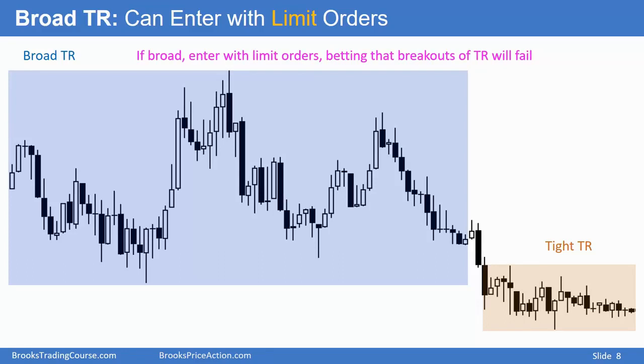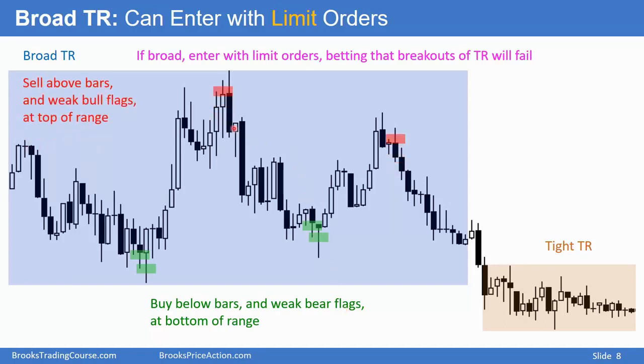Also, when it's broad, traders can enter with limit orders, betting that breakouts will fail. They'll buy below bad-looking sell signals at the bottom of the range. They'll buy below prior lows, so they'll buy at that low. Not a good-looking bear flag, a bull body. They'll buy at the low of that bull bar, get filled here, and they'll also buy at this low, betting the breakout will fail.